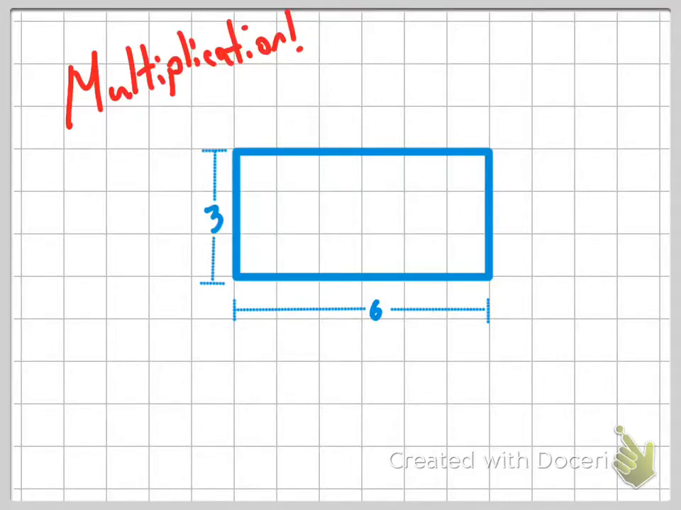All right, students, so here's a video on multiplication. And I know you all learned multiplication way back when, probably in first grade, second grade. I think I learned it in third grade. Anyway, so let's talk about multiplication.